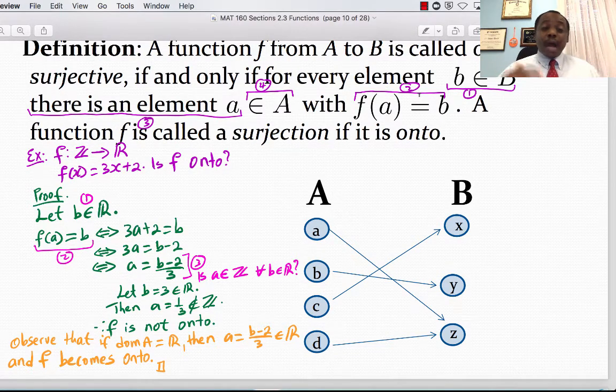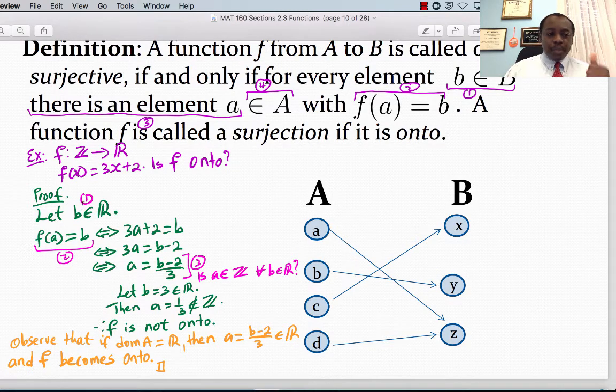But if it were to happen, f of a equals b if and only if 3a plus 2 equals b. Remember that b is a dummy variable. So f of a will be 3a plus 2, and that will happen if and only if 3a equals b minus 2. We subtract 2 on both sides, or we simply add the additive inverse of 2, which is negative 2, on both sides. And then we end up with a equals (b minus 2) divided by 3.